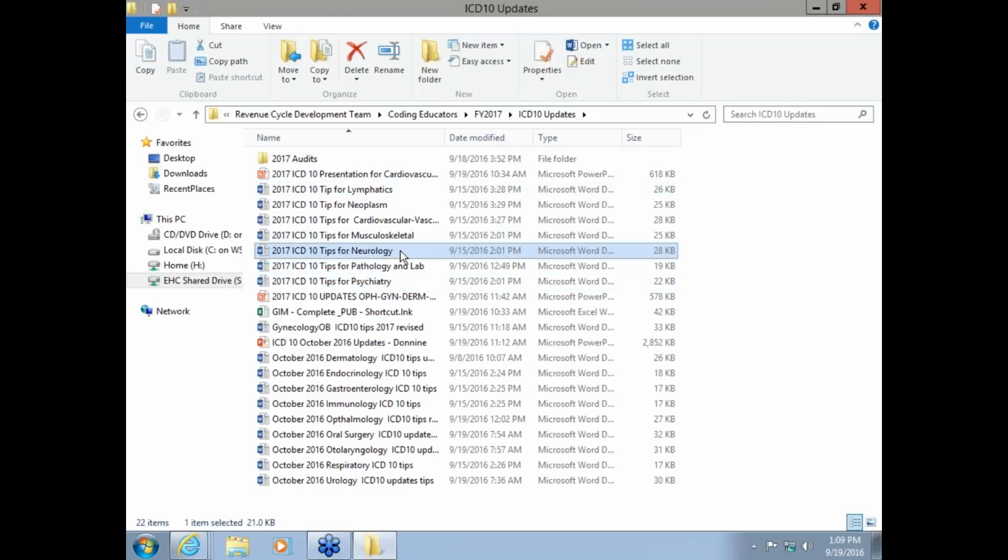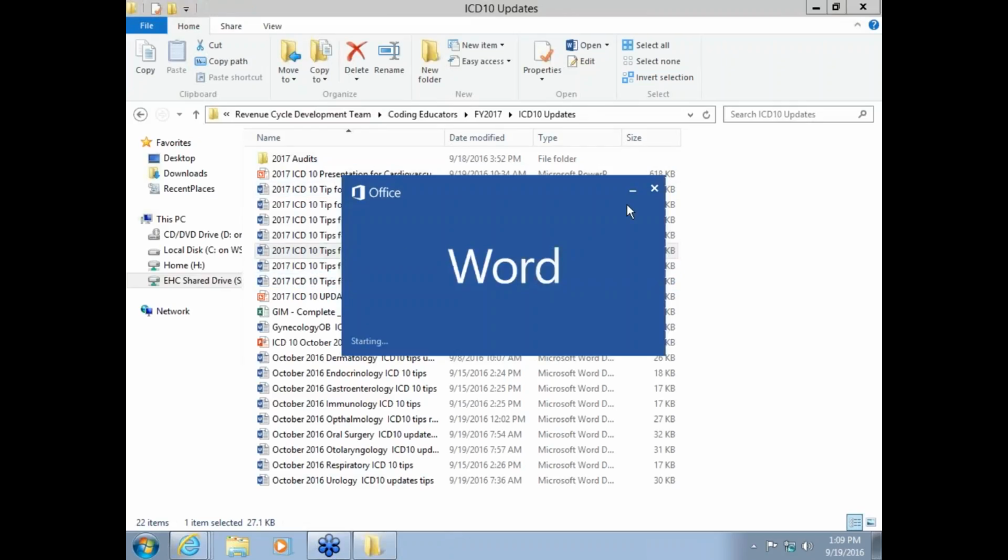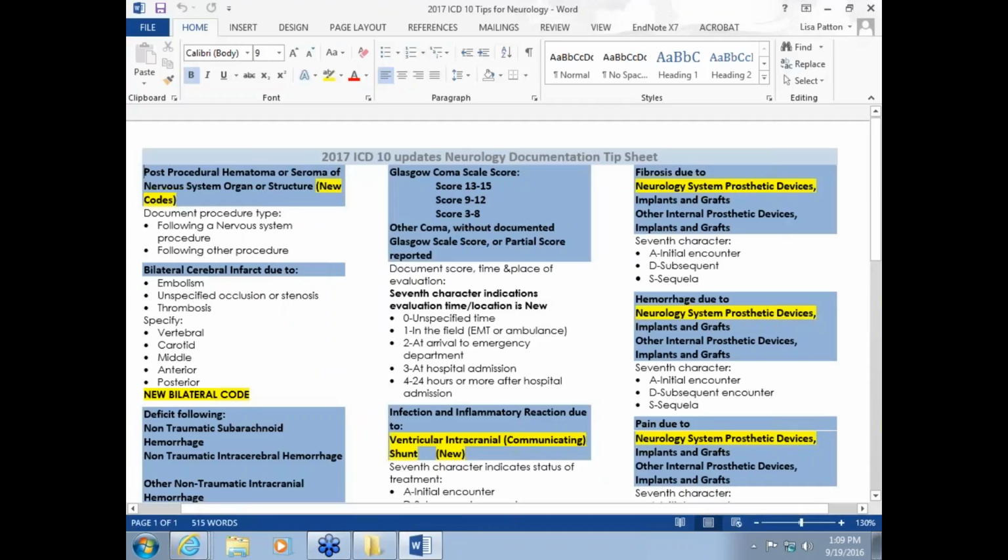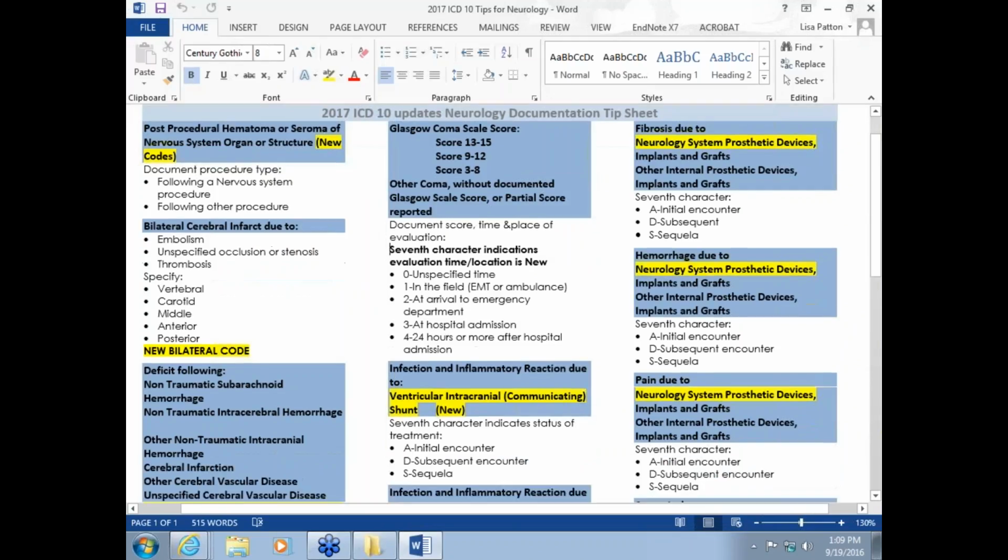Okay, now we're going into neurology. And there are a few changes in neurology, mostly on new coding, not much so on the documentation. So we have a new code of post-procedural hematoma or seroma of the nervous system, organ, or structure. Bilateral cerebral infarct due to embolism, unspecified occlusion or stenosis, and thrombosis. There is now a new bilateral code for this. Still the same documentation, just a new bilateral code.